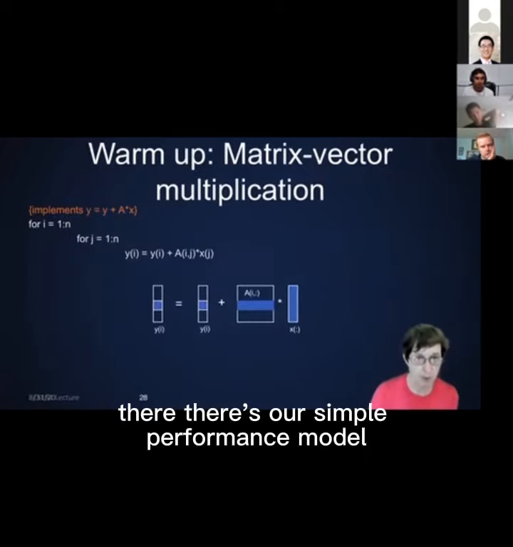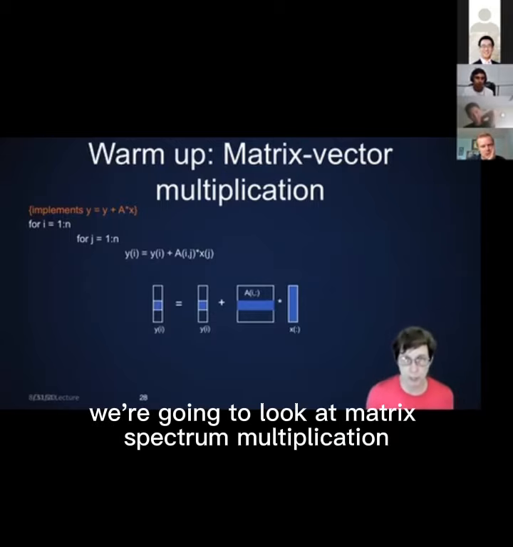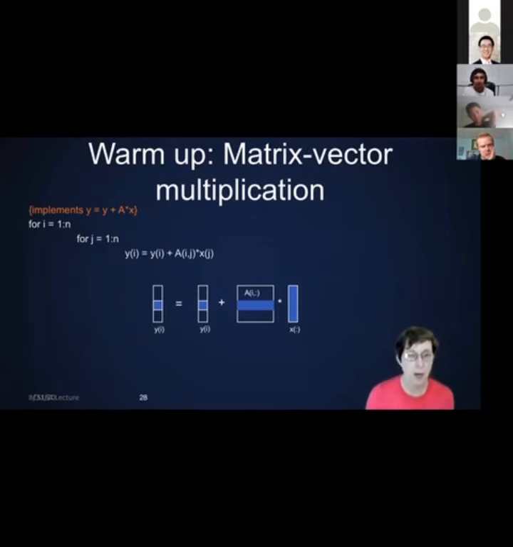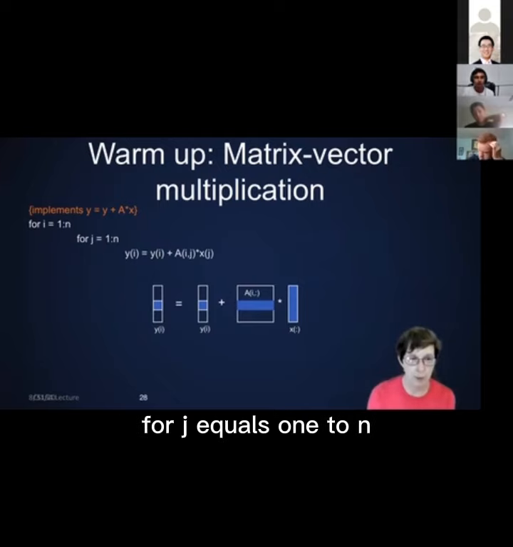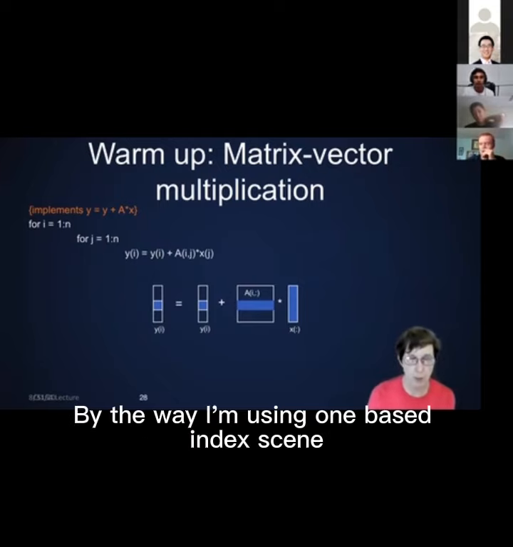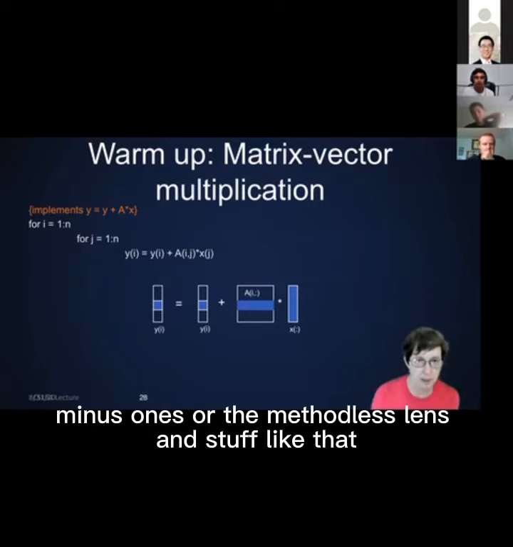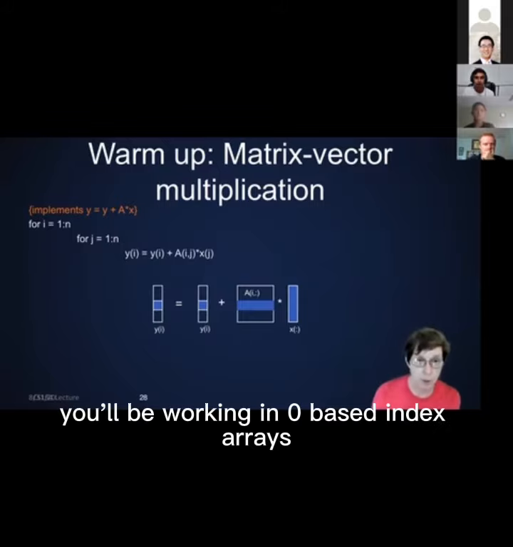Okay, so there's our simple performance model. For a warm-up exercise, we're going to look at matrix vector multiplication. And I believe you also did this in 61C, so hopefully this is a review. Here we've got our 2 nested loops for i equals 1 to n, for j equals 1 to n. By the way, I'm using 1-based indexing just to avoid the minus 1s or the less-thans and stuff like that here. But you'll be working in 0-based index arrays.